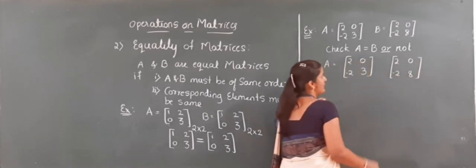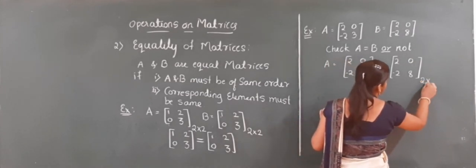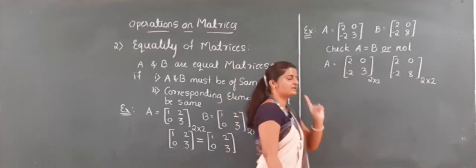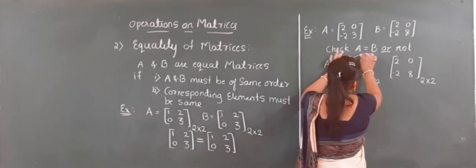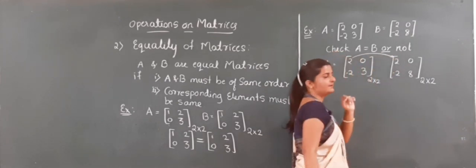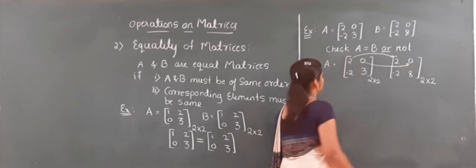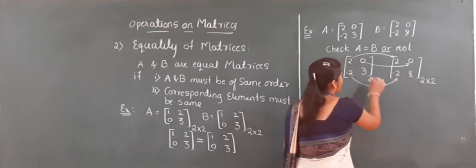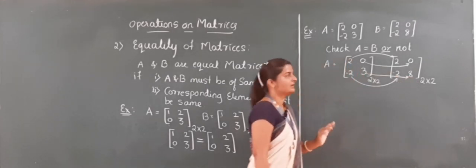So what is the order of A matrix? 2 by 2. What is the order of B matrix? 2 by 2. Again both are same. Okay. First condition satisfied. Next condition is corresponding elements. So see here, 2 to the 2, same. 0 to the 0, corresponding elements are same. Next, minus 2 to the minus 2, same. But 3 to the 8, this is not equal.